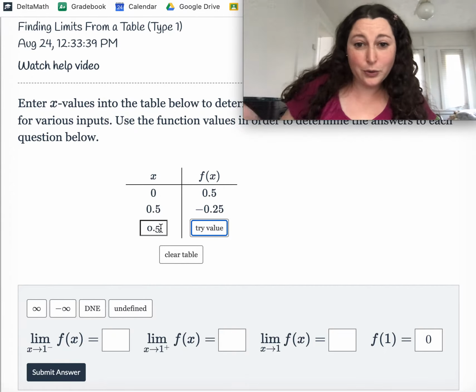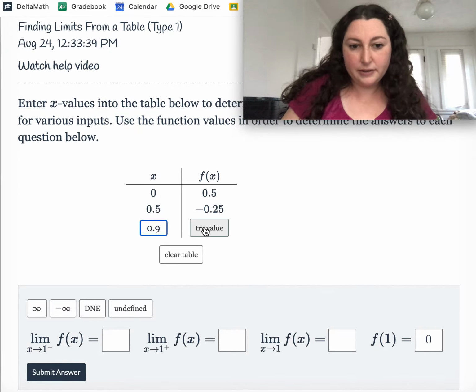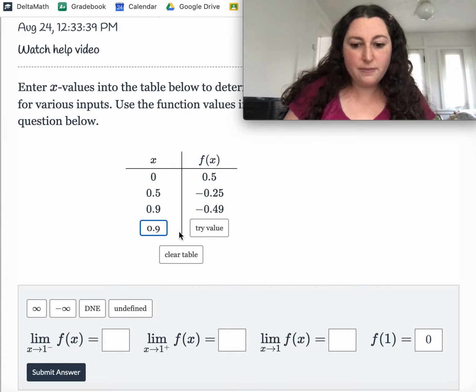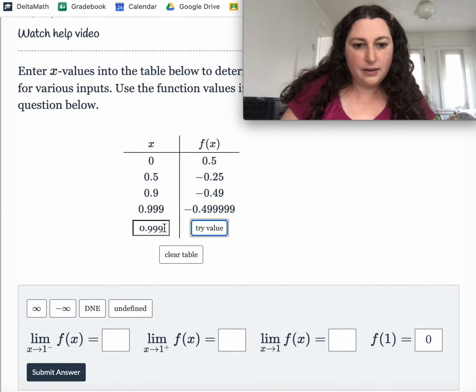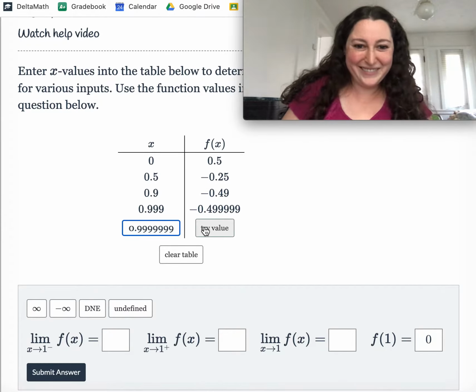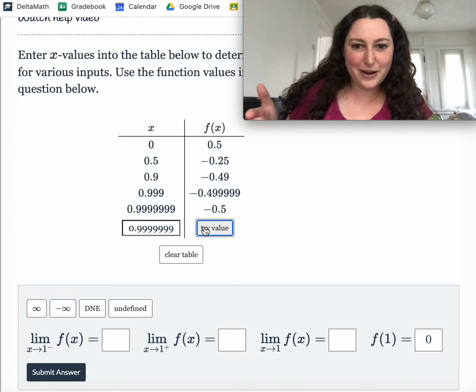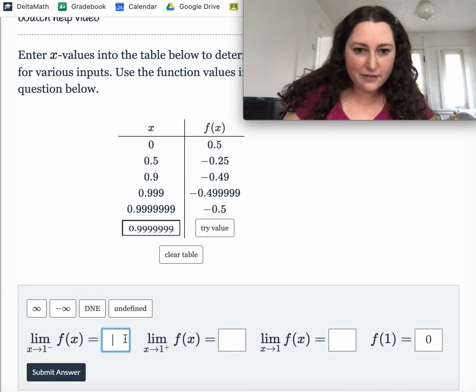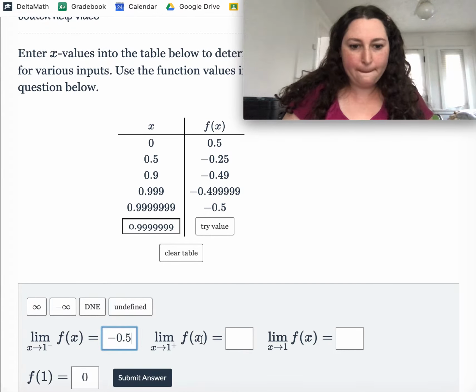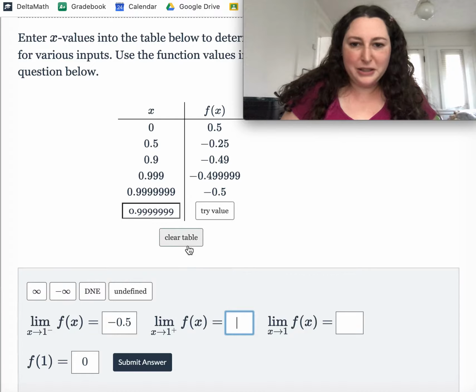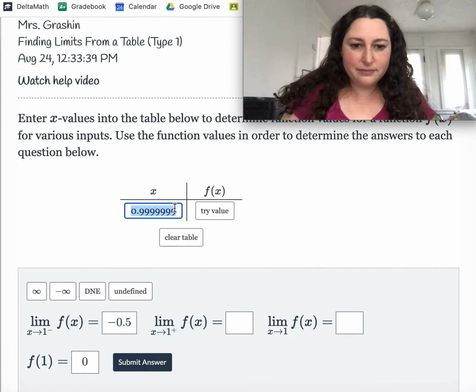Okay, let's get even closer. 0.9. Even closer, 0.99. Then 0.999999. You're getting closer and closer and closer to 1 from the left. So as you can see, the more I get closer, I'm approaching negative 0.5. Okay? I'm going to clear it just so I can show you.